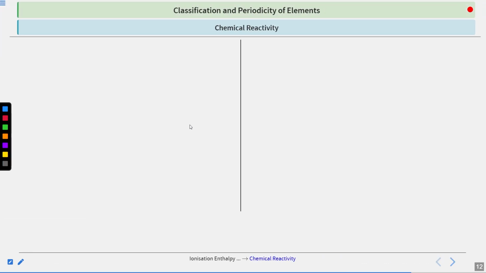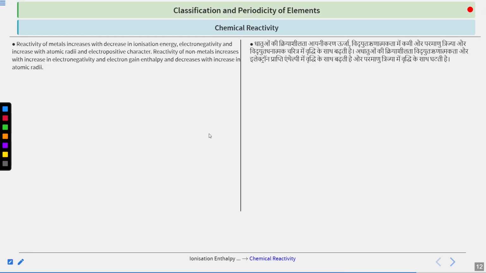If you talk about the chemical reactivity, then the reactivity of metal increases with decrease in ionization energy, because as the ionization energy decreases, it is easier to remove the electron and easier to form the bond. If the ionization energy is increasing, it is difficult to remove the electron. Now, as the electronegativity also decreases, the electron can be easily removed, and hence reactivity increases.